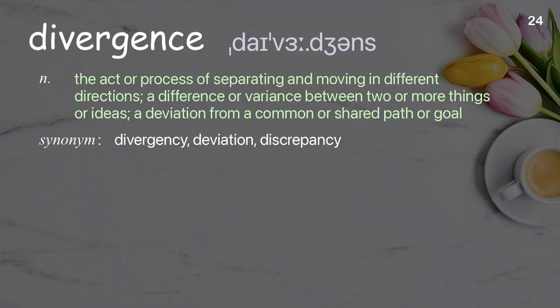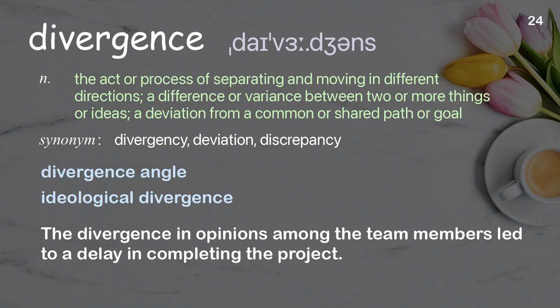Divergence. The act or process of separating and moving in different directions, a difference or variance between two or more things or ideas, a deviation from a common or shared path or goal. Examples: Divergence angle. Ideological divergence. The divergence in opinions among the team members led to a delay in completing the project.